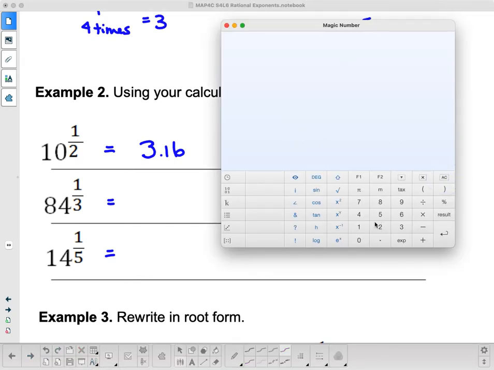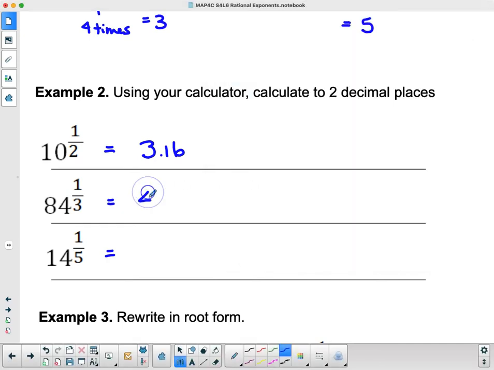81 to the 1/3. 81 to the exponent, bracket 1 divided by 3, end bracket. 4.3. Now this is 2/6. Please make sure that you're rounding appropriately. If I'm rounding to 2 decimal places, this 2 is going to have to move up to a 3 because the next one is higher than 5. So 4.33.